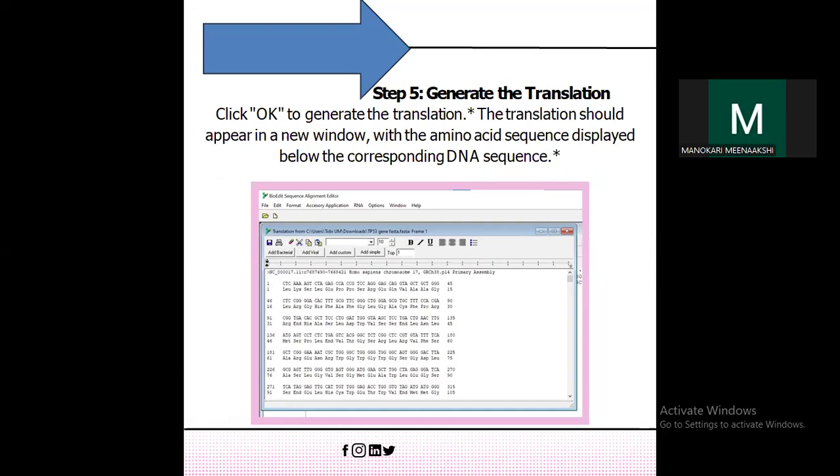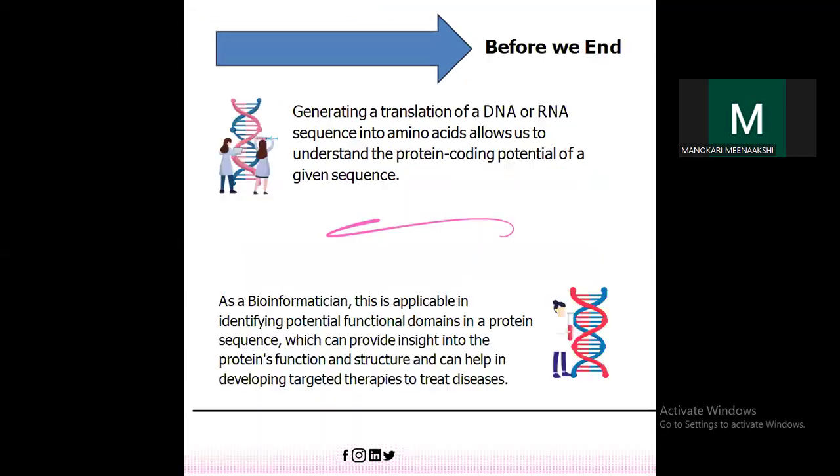The translation should appear like this in a new window, with the amino acid sequence displayed below the corresponding DNA. Generating a translation of a DNA or RNA sequence into amino acids allows us to understand the protein coding potential of the given sequence.